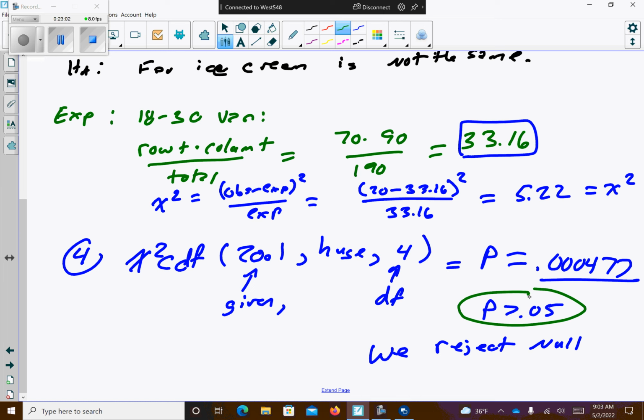How did you find the degrees of freedom? Okay, so you had vanilla, chocolate, strawberry. So you had 3 things. 3 minus 1 is 2. And you had 3 age groups. 3 minus 1 is 2. 2 times 2. Mm-hmm. Thank you. Yep.